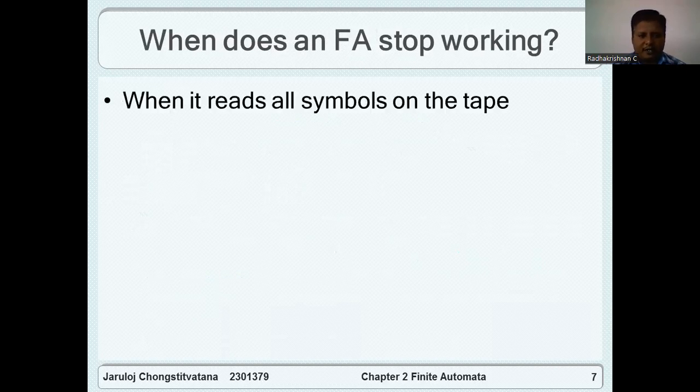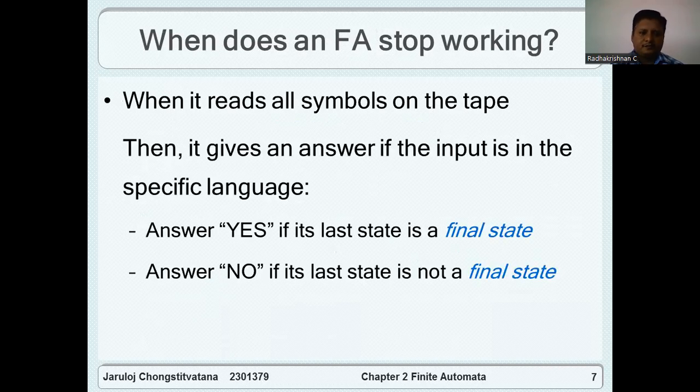When will it stop working? When it has read all the symbols on the tape. Once the entire input is completed, we can stop the process. Then it gives the answer for the input in the specific language, that means the answer is yes or no. If the last state is a final state, the answer is yes. If the last state is not a final state, the answer is no.